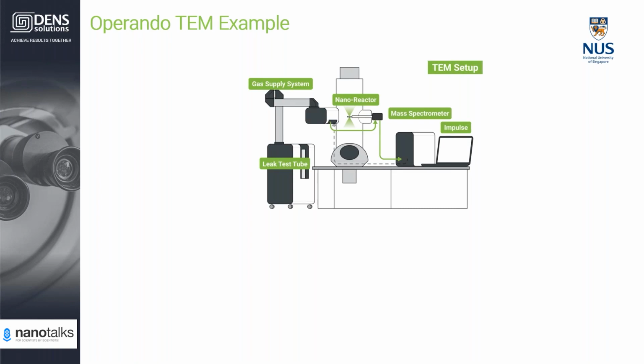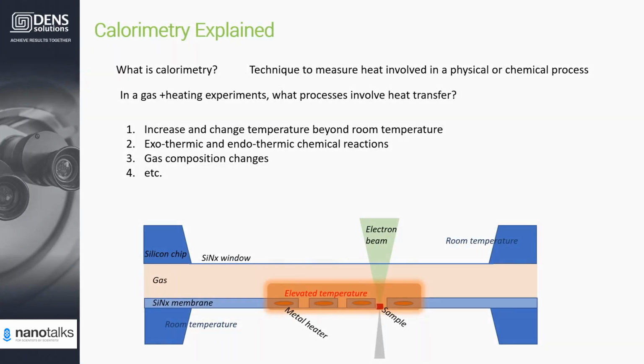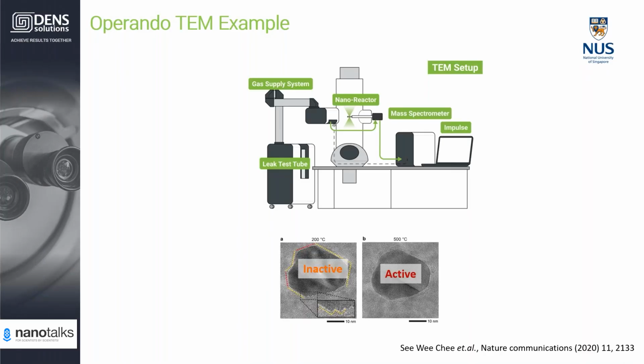Now let's start first with some operando TEM examples. Here is an example from the National University of Singapore. Firstly, we can acquire the results from the TEM cameras. From the static images, you can see that a very faceted and somewhat sawtooth-like structure is inactive in catalyzing the carbon monoxide oxidation experiment. And here at higher temperature, this somewhat rounded shape is more active.